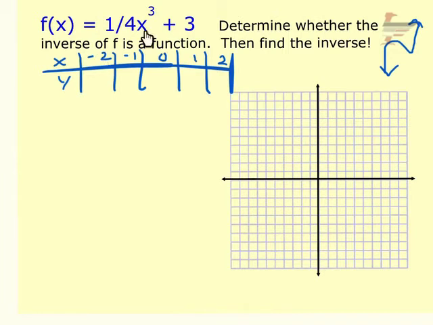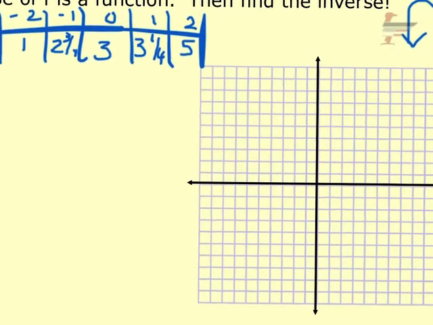So -2 cubed is -8. A fourth of that is -2, plus 1 is -1. -1 cubed is -1, times a fourth is -1/4, and plus 3 is, nope, not negative. Now I lost my train of thought. So let's see, that's going to be negative 1/4 plus 3, which will be 2 3/4. 0 is pretty easy. That's going to be 0 plus 3, which is 3. 1 times a fourth is a fourth, plus 3 is 3 1/4. And 2 cubed is 8. A fourth of that is 2, plus 3 is 5.